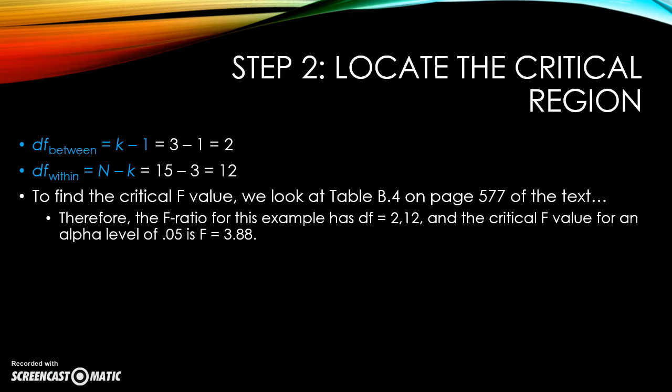Moving on to step 2, we locate the critical region. I've highlighted the equations in blue that we're going to have to use to define the degrees of freedom. And once again, we have df between and df within. Df between equation is take k, which is the number of treatments, minus 1. So we have 3 treatments. Take 1 away and you get 2. Df within is N, the total number of participants, minus k, number of treatments. Plug in those values and get 12.